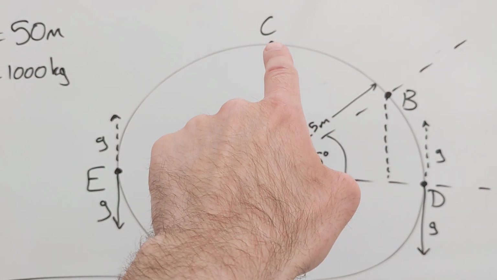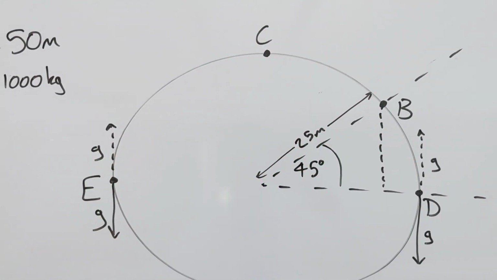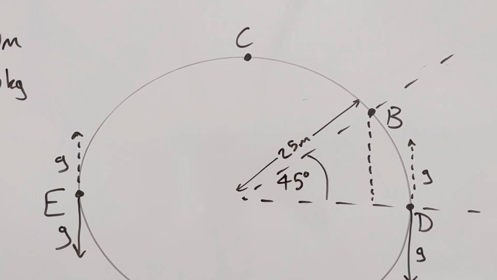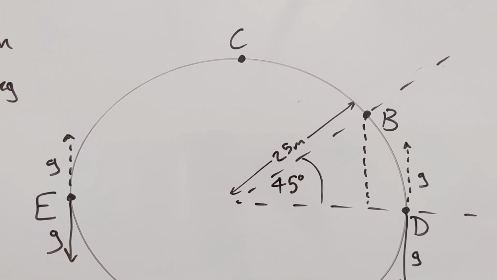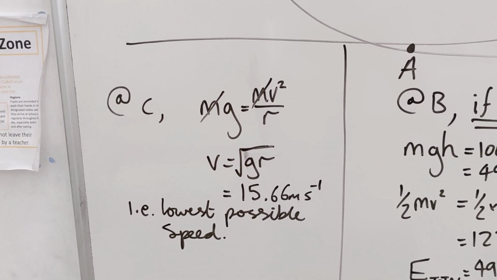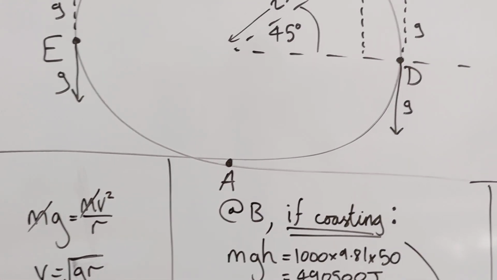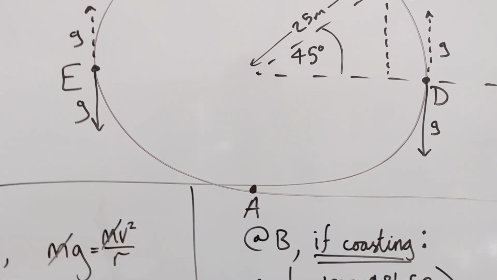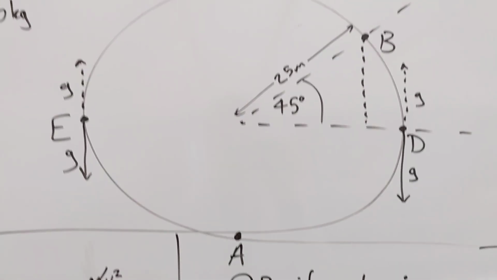At C, there's no tangential component of acceleration at all. There isn't any, because we're going to be travelling at the same speed at C as if we were coasting. And that's the same situation at A. We're going to enter at that speed, and there's no source of tangential acceleration there.